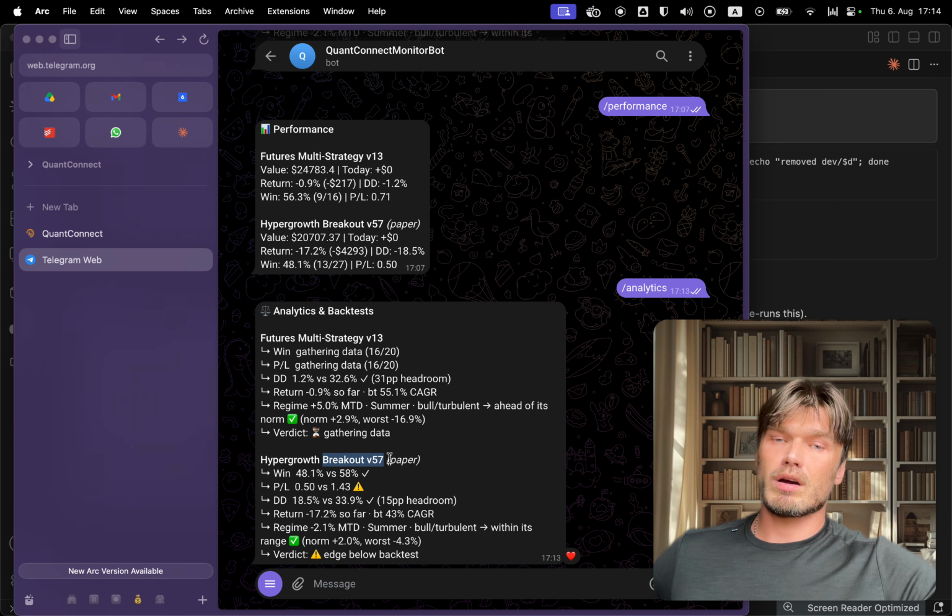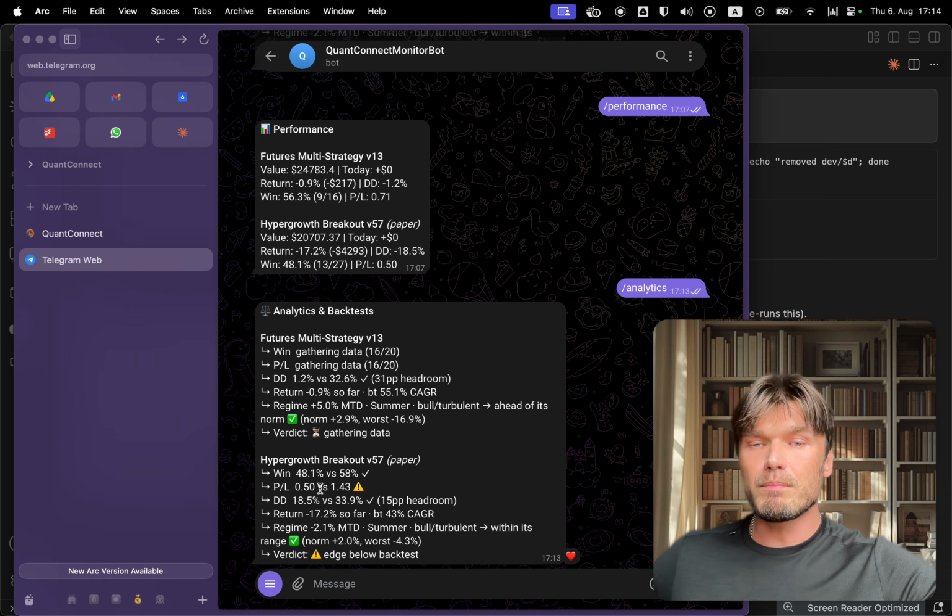Hypergrowth breakout, however, is a different story. It is still in a paper account. I can see here that the win rate is slightly lower than expected from the backtesting, but the number of trades it has done is still not enough. The P&L, however, is far below the backtesting, but it is important to mention that hypergrowth breakout has been in a paper trading account for July.